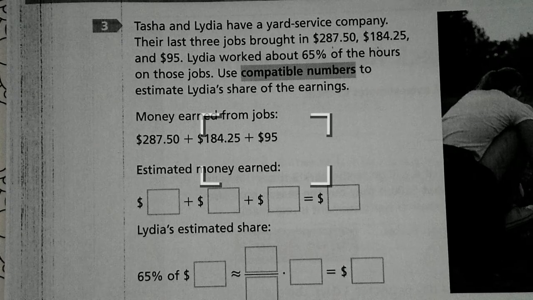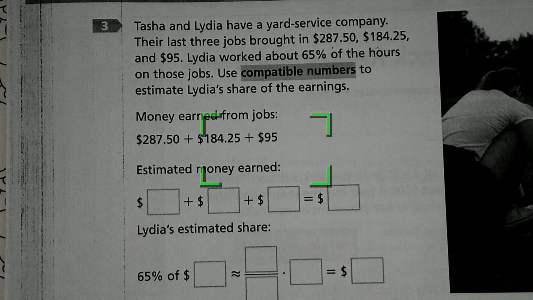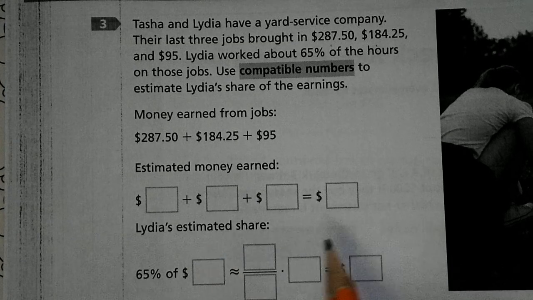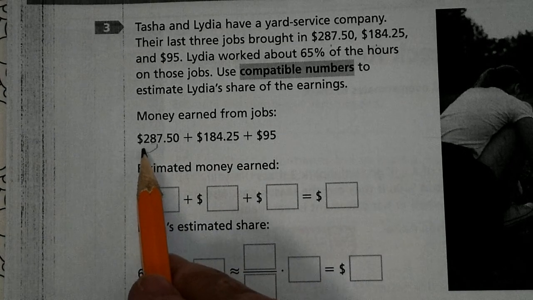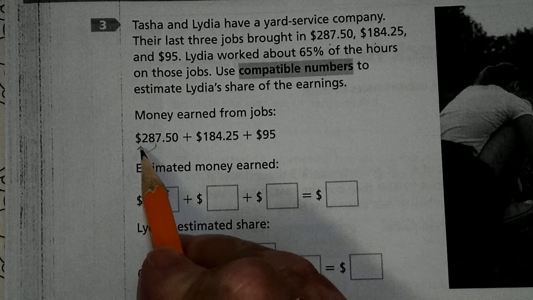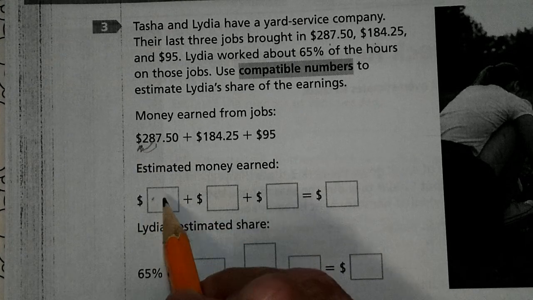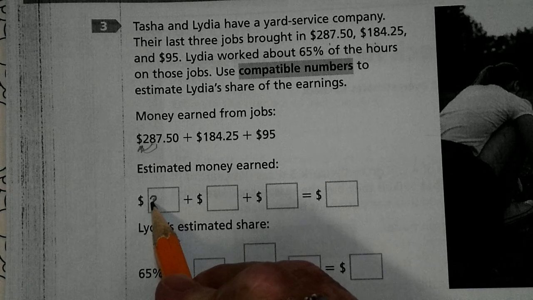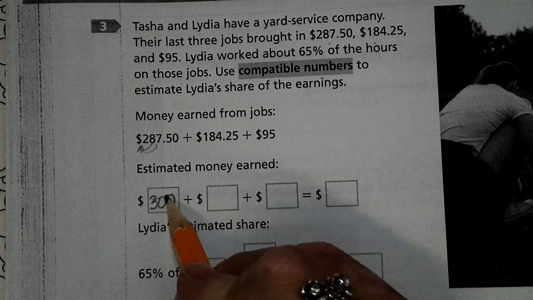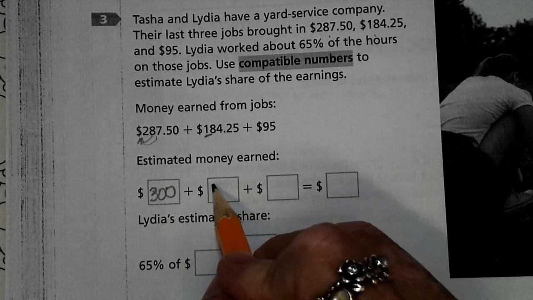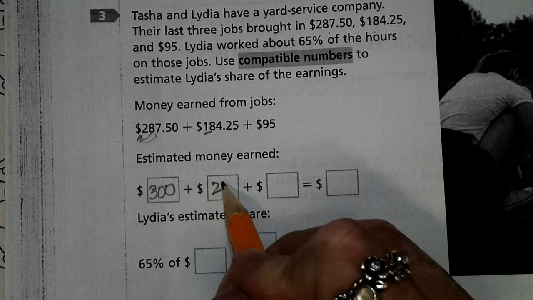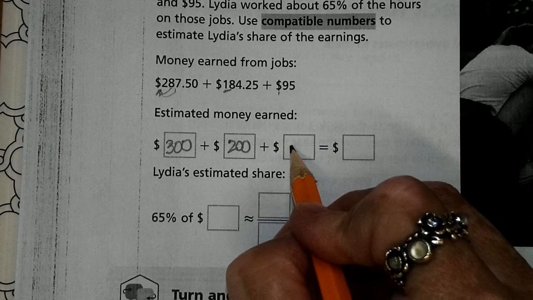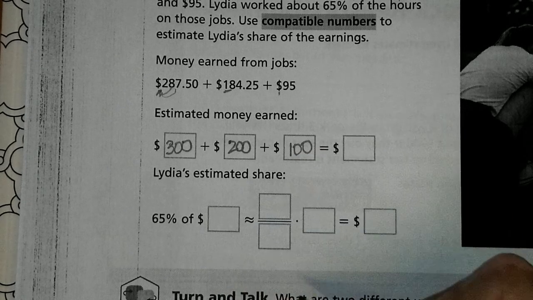All right. So what can we round 287.50 to? I would round to the nearest 100. So if I round this to the nearest 100, what would I get? 300. Yep. If I round this one to the nearest 100, what would I get? 200. Yep. All right, and then what would 95 round to? 100. All right, so add them together.